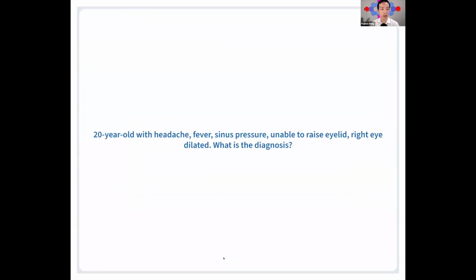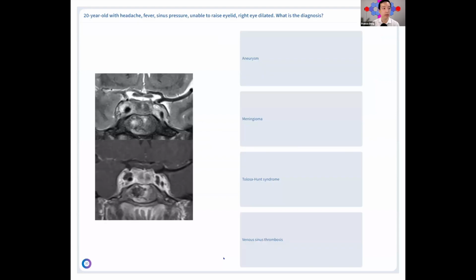Our next case is a 20-year-old with headache, fever, sinus pressure, who is unable to raise their eyelid and right eye is dilated. What is the diagnosis?